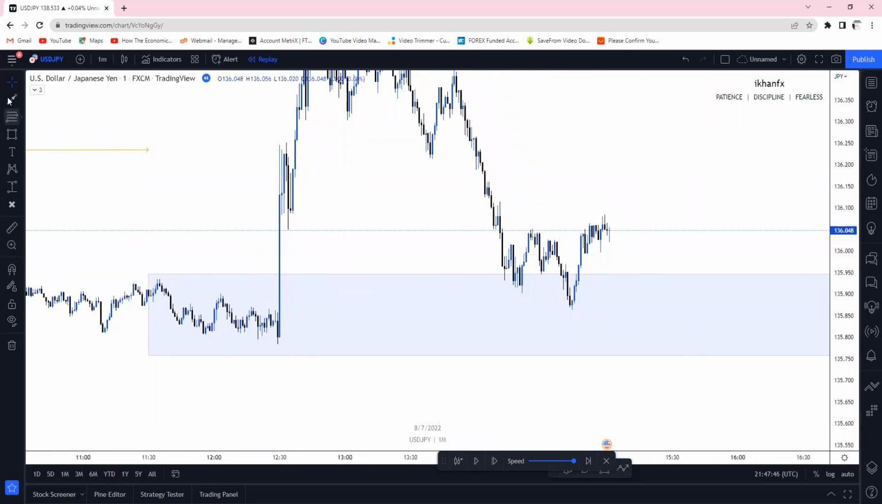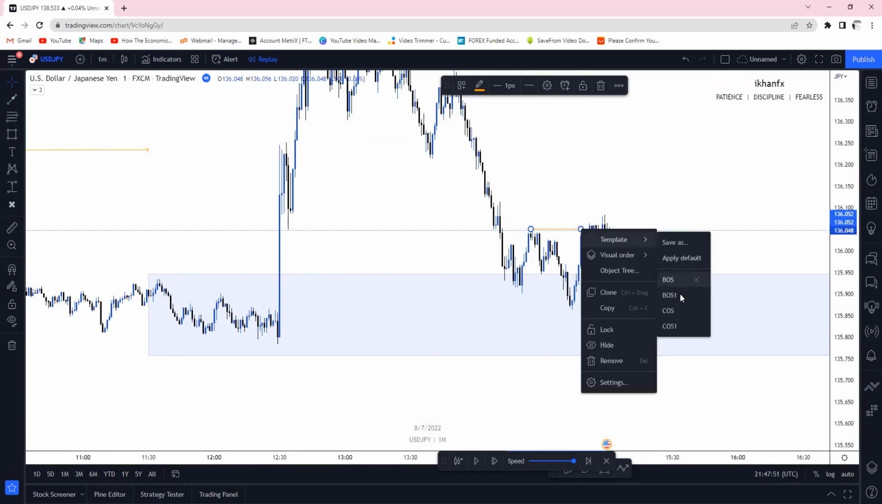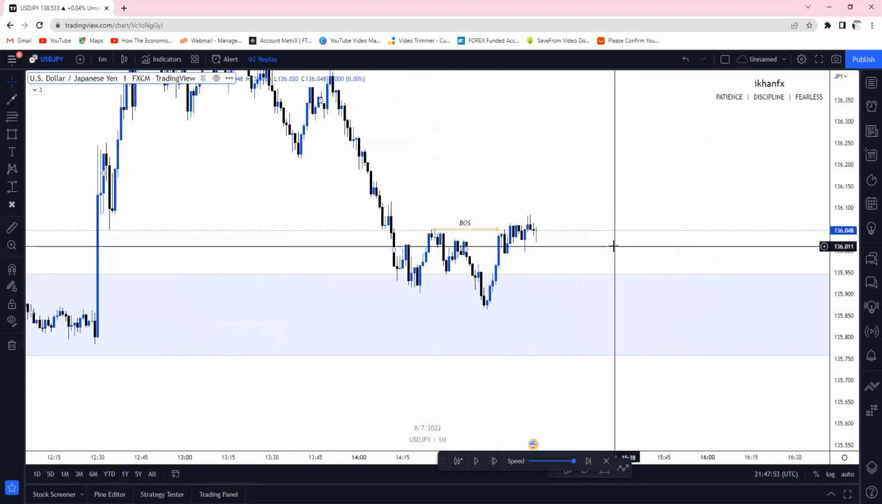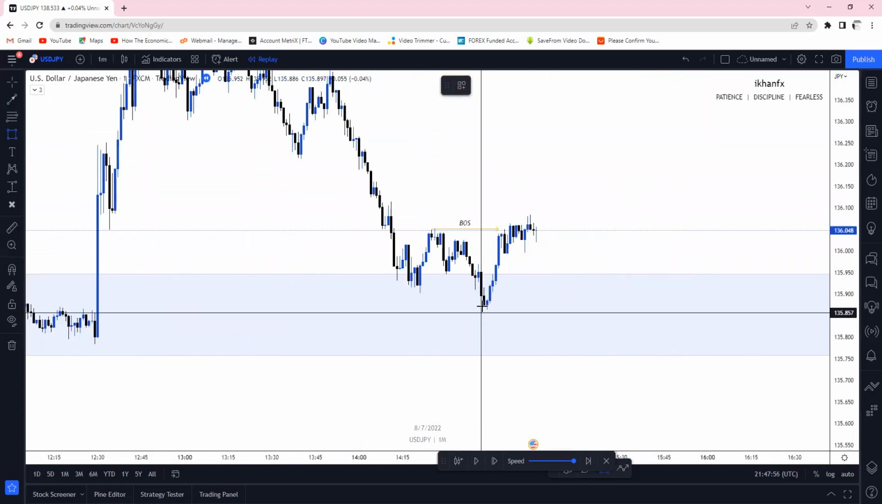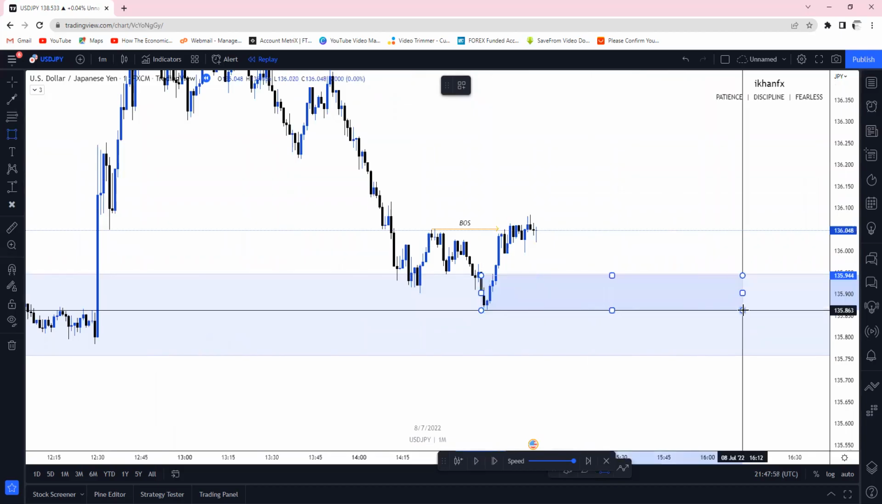At this point, this one was broken. Order block, not order block, BOS broken. Where is the order block? I can set this zone as order block.